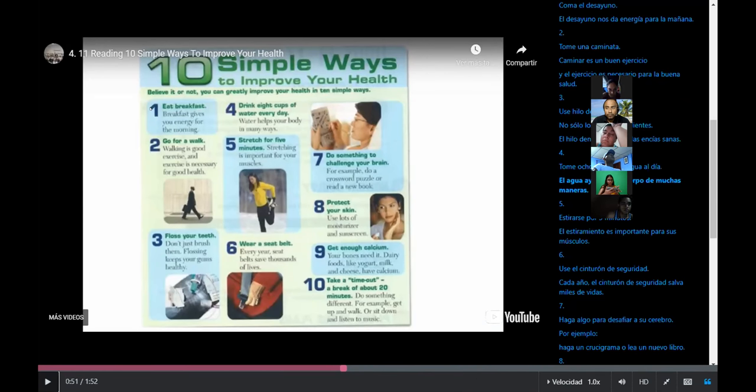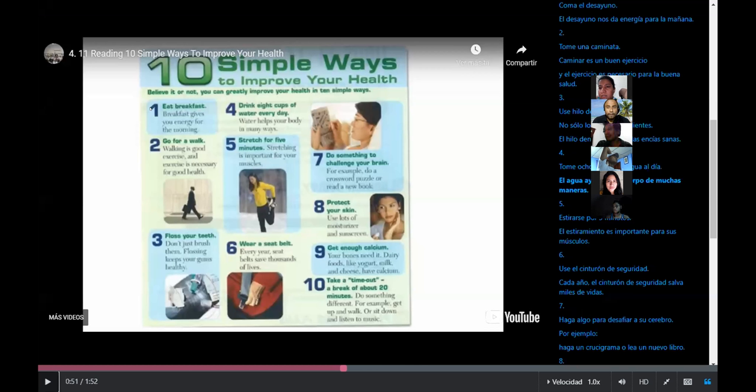Eat breakfast. Breakfast gives you energy for the morning. Perfect. Continue. Go for a walk. Walking is good exercise. Okay. Exercise is necessary for good health.